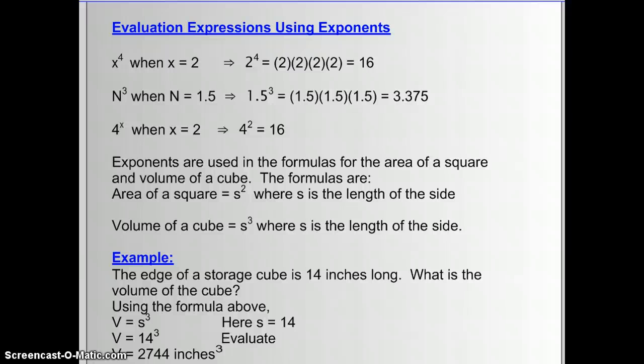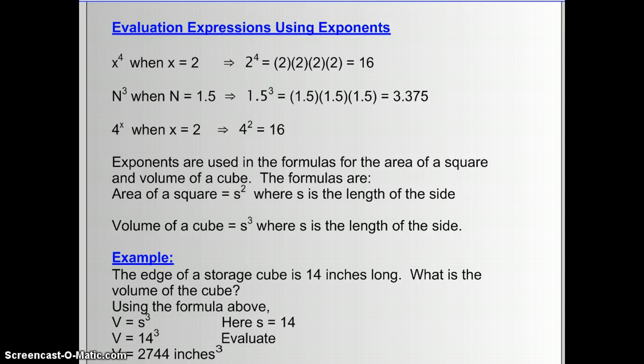N to the 3rd, when n is 1.5, would be 1.5 raised to the 3rd power. That means we multiply it by itself 3 times. So it's 1.5 times 1.5 times 1.5. And the answer is 3.375. 4 to the x, when x equals 2, is 4 squared, or 4 to the 2nd, and that equals 16.